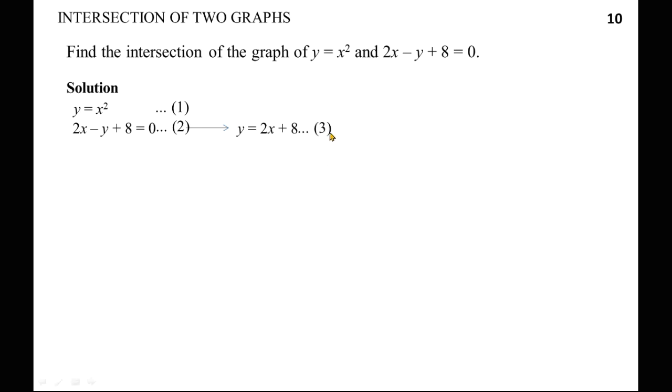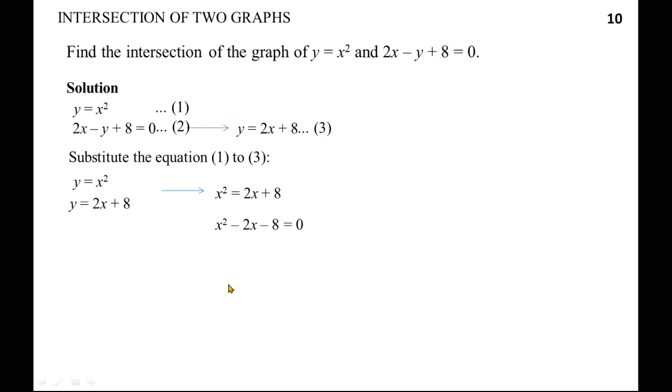We can substitute the third equation into the first equation because they look similar. So y equals x squared and y equals 2x plus 8. Since y equals y, it means that x squared equals 2x plus 8. So we construct the quadratic equation like this: x squared minus 2x minus 8 equals 0. By factorization, x minus 4 times x plus 2 equals 0. From here we obtain the values of x equals 4 or x equals negative 2.